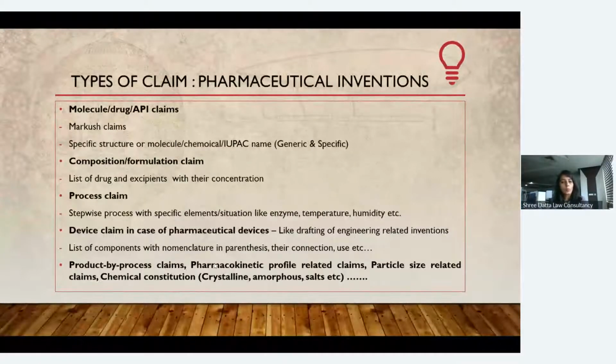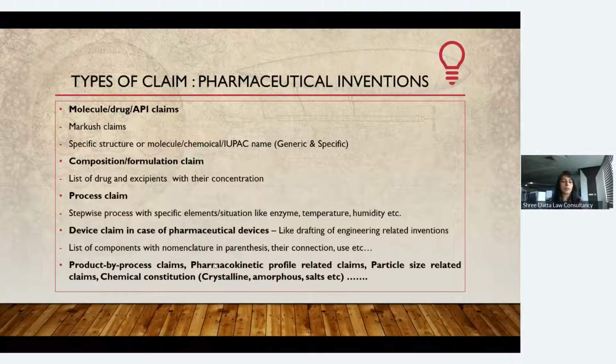Then in the composition or formulation claim, you first have to list down each and every excipient and the drug with their concentration, and based on that you have to make the claim. Then the process claims: step by step process with the specific element or situation like enzyme, temperature, humidity, that you have to list down, and based on that you write down the process claim.